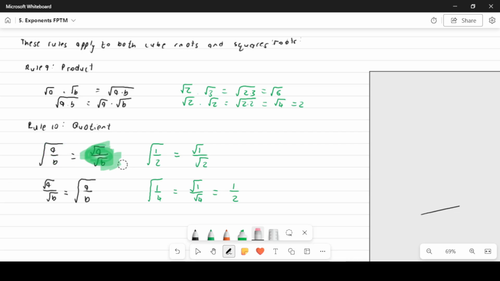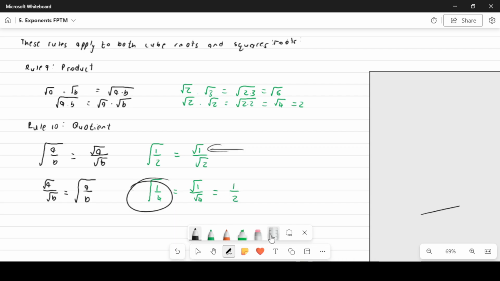So how would that look? See, the square root of a over the square root of b is equal to the square root of a over b. So let's look at some examples here. The square root of 1 over 2 is equal to the square root of 1 over the square root of 2. That's not a very nice example. Let's look at this one here. The square root of 1 over 4 is equal to the square root of 1 over the square root of 4, which is equal to 1 over 2.